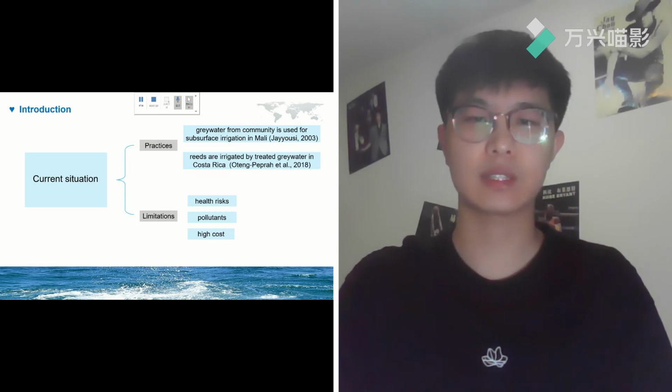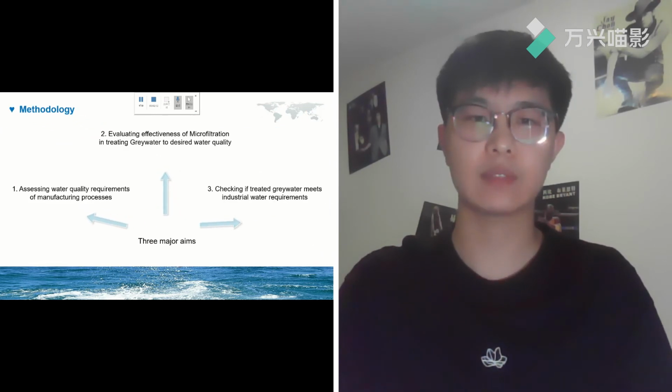Firstly, health risks could be caused by pathogenic microorganisms contained in the grey water. Furthermore, pollutants like sodium surfactants could cause serious environmental problems. The last limitation is high cost. In order to produce high quality water, high capital demanding processes are indispensable.